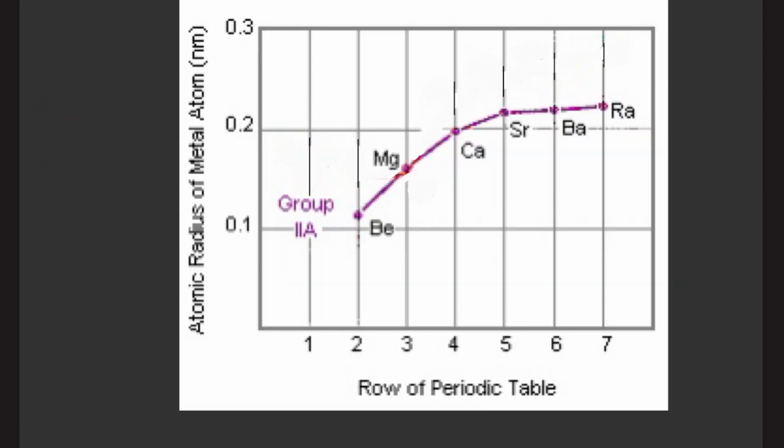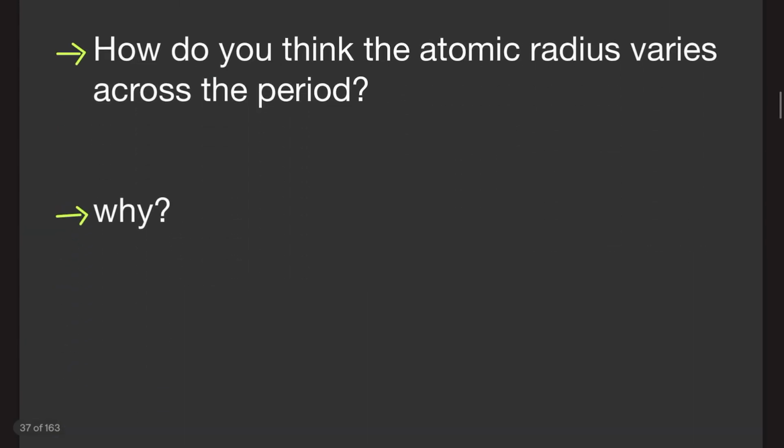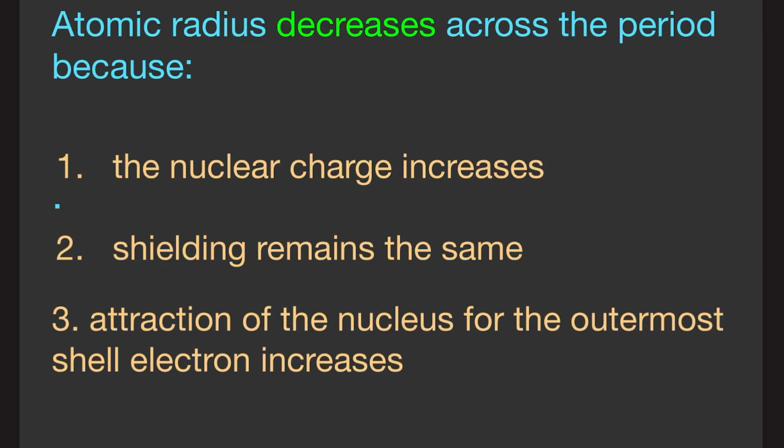And this is how a graph looks for the increase of atomic radius down the group. As you can see, atomic radius generally increases down the group. How do you think atomic radius varies across the period? Atomic radius decreases across the period.